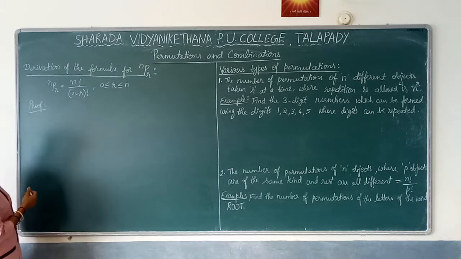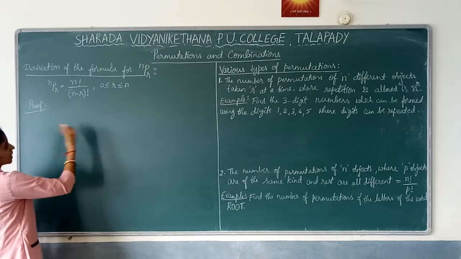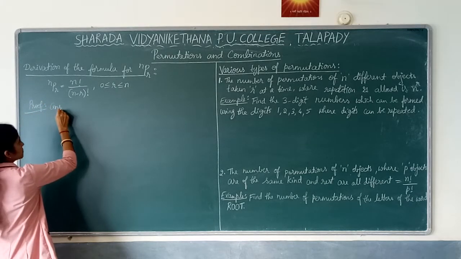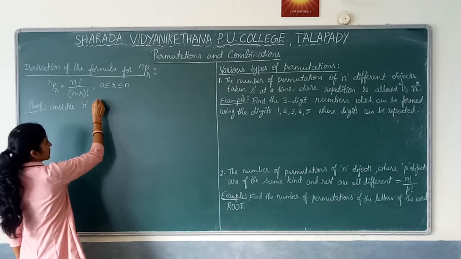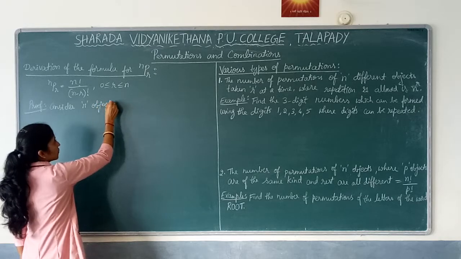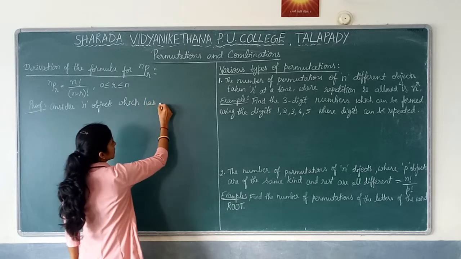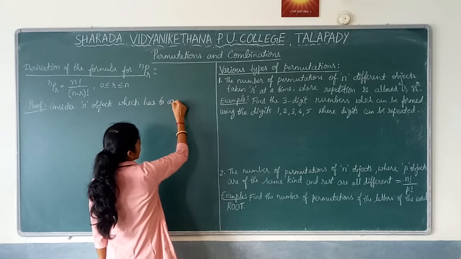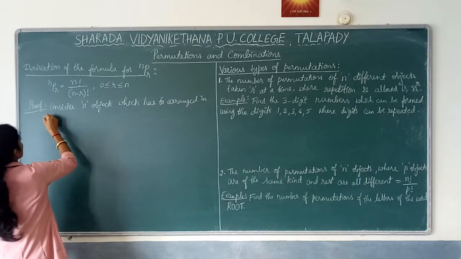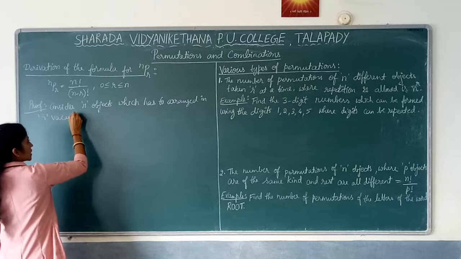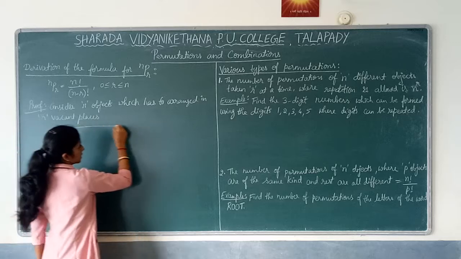Now see, for derivation we have n given objects and we have to take r at a time. So consider n objects which have to be arranged in r vacant places. So I have to create r vacant places now. Let me consider those r vacant places like this.